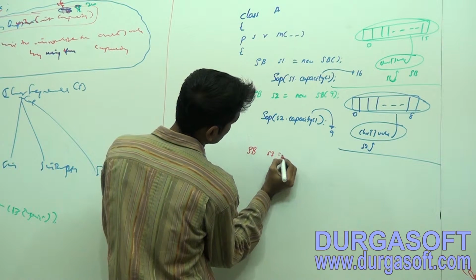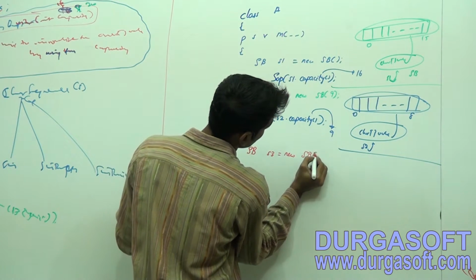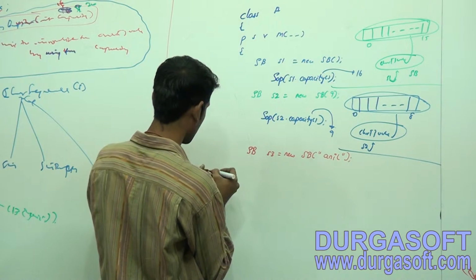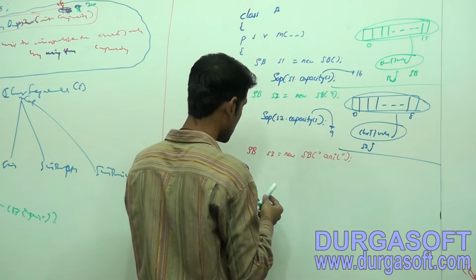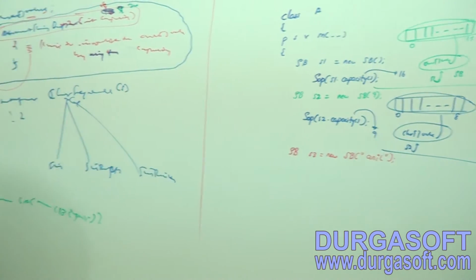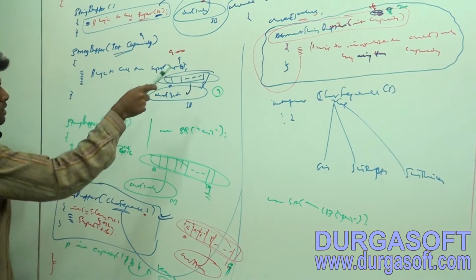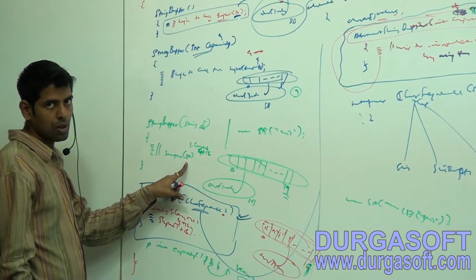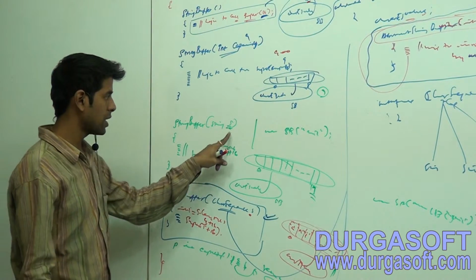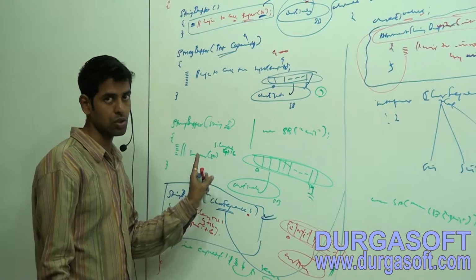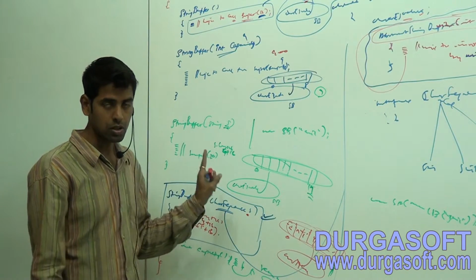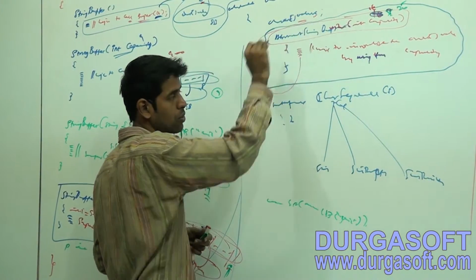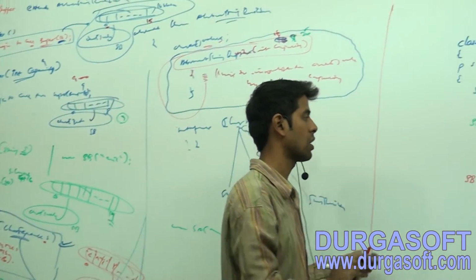StringBuffer S3 equals new StringBuffer of Anil. Now what happens? Observe here. It will call the parent class parameterized constructor by passing a value. That value will be the string length plus 16. So how many blocks? 20. It will pass the argument 20, so 20 blocks will be created.